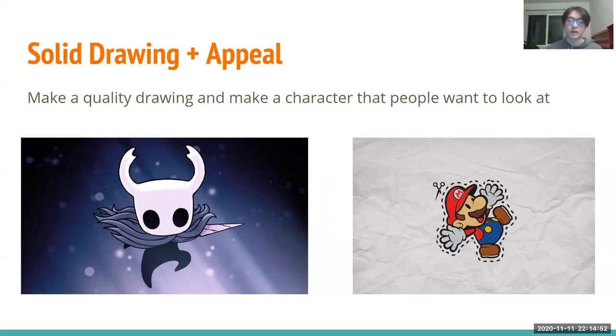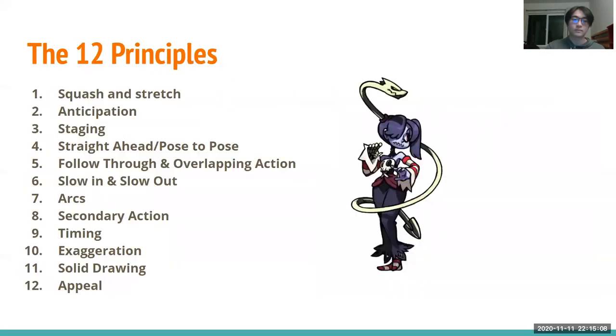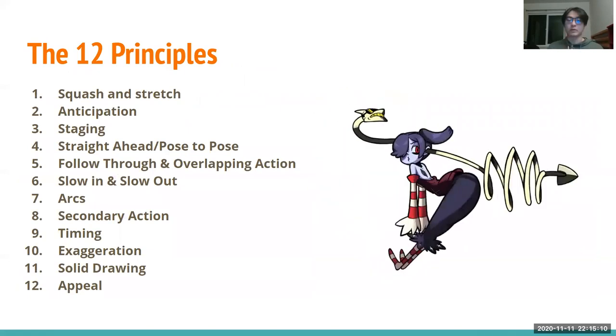And so here are some iconic characters like Hollow Knight and Mario. These characters have their own little appeal just visually by themselves. And by being appealing in that way, people are more likely to want to watch them move around in the video game. And yeah, so those are the 12 principles.